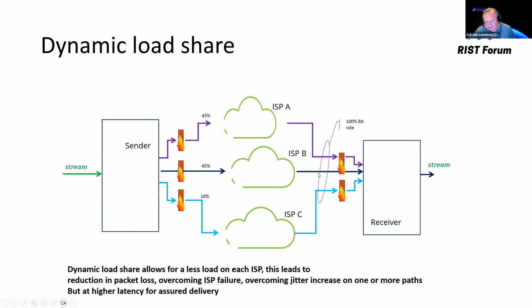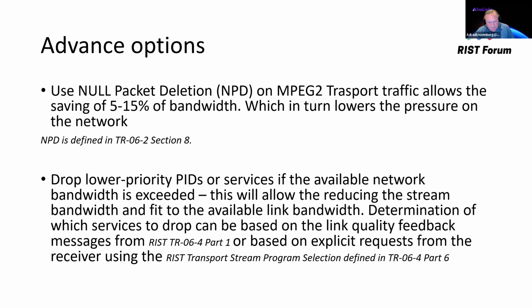This is a capability in RIST that most other ARQ methods do not use. Advanced options. These are some of the characteristics that are available in RIST and in, I would say, other protocols that do include them. For example, null packet deletion, which is an input option, basically the removal of null packets. MPEG-2 transport allows removing null packets, which are stuffing packets. That can give you a saving of between 5 to 15% in bandwidth, which means that you will put 5 to 15% more data packets on the link, which will lower the probability of a packet loss.